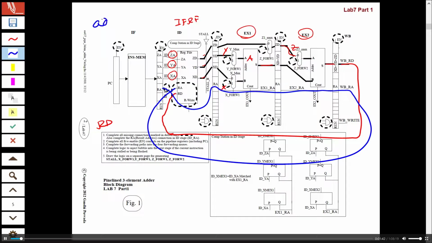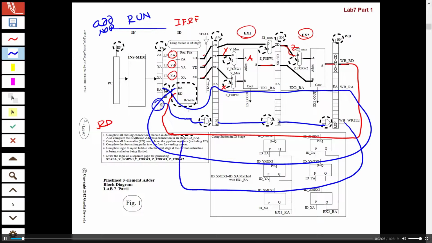There's only one instruction: add those 3 items, or no op. So the single bit opcode run is the opcode. If run is true, it's not a no op, and that goes further, and the WB write will go like that.